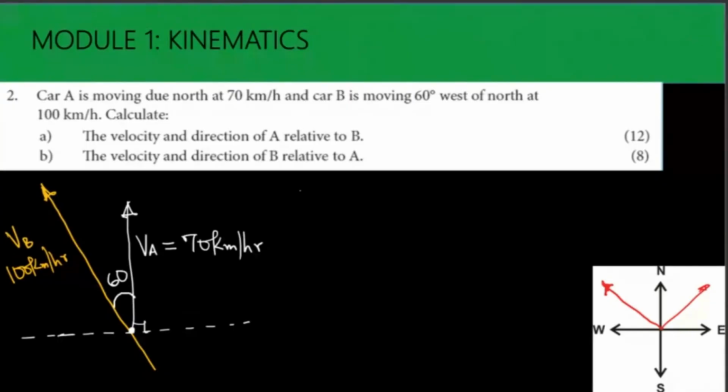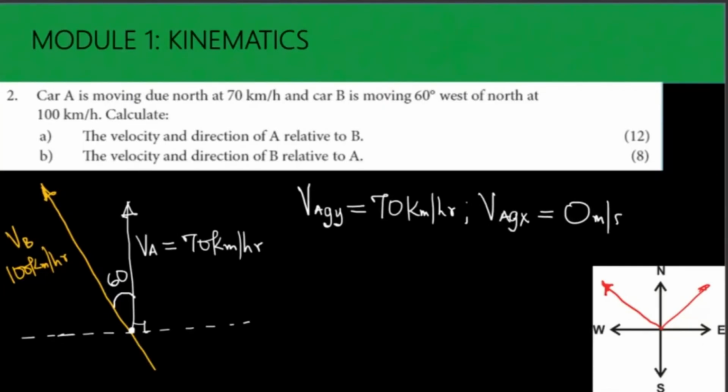Let's start with A. The velocity of A relative to the ground on the y direction is what? 70. Velocity of A relative to the ground on X is what? 0, because they said it's moving directly north. And the northern direction is what? Positive.